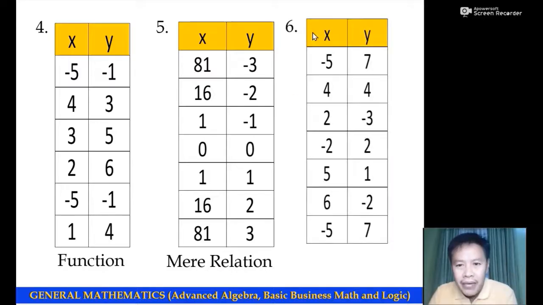Number 6. The table is this one: negative 5, 4, 2, negative 2, 5, 6, negative 5. So, you have negative 5 repeated in the last ordered pair. But take note, you are going to observe the image. If this negative 5 has only one image, which is 7, meaning this point is the same with this point, therefore, this is a function. This is also one-to-one and onto.